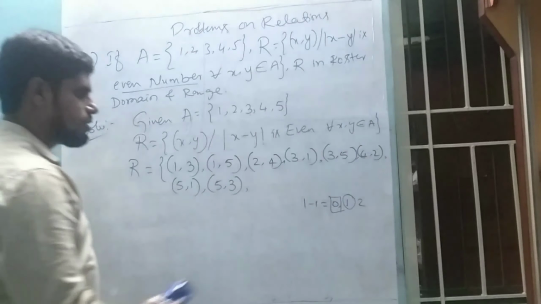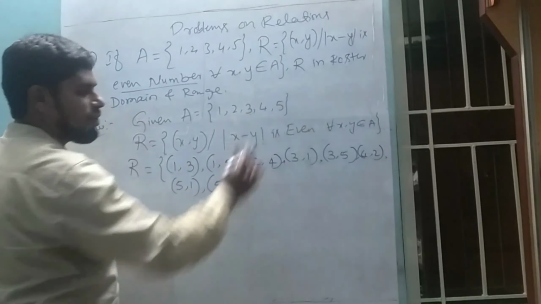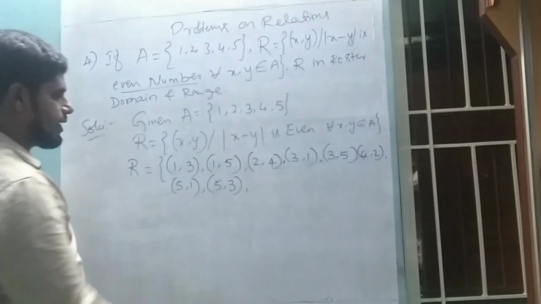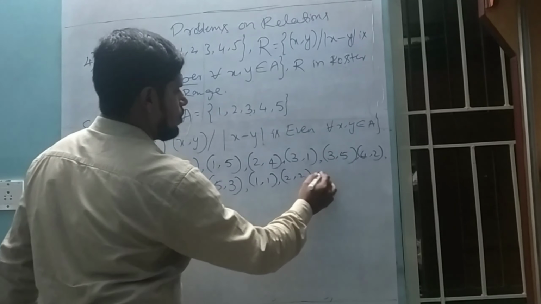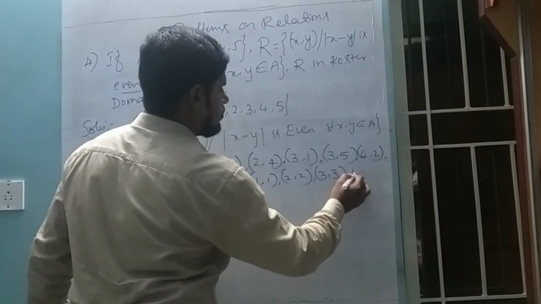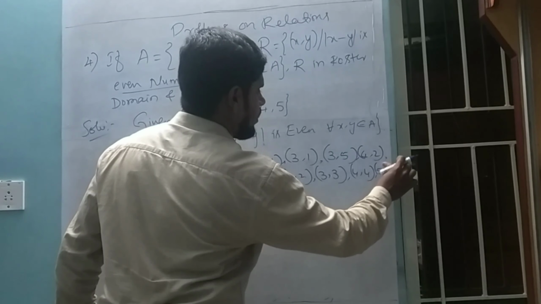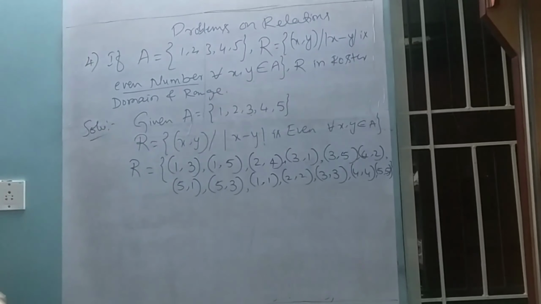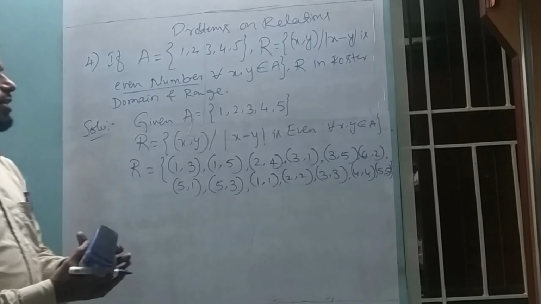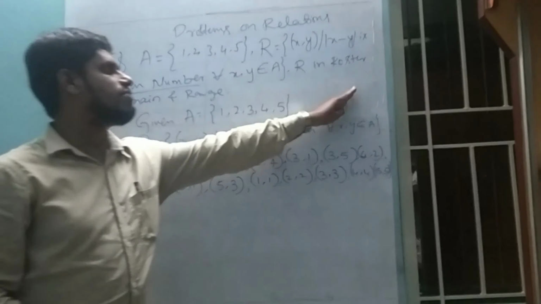So yes, here 1 to 1, 2 to 2, 3 to 3, 4 to 4, and last 5 to 5, that can also be considered here. This can also be considered. Because most of the time we will think that 0 is not an even number. Obviously 0 is even because it comes before an odd number.